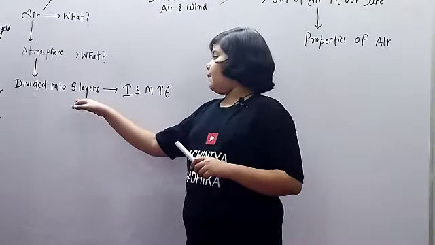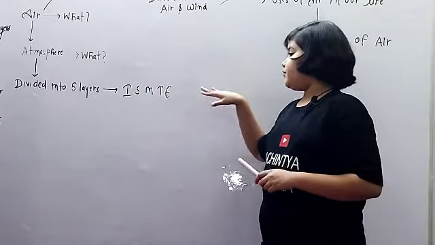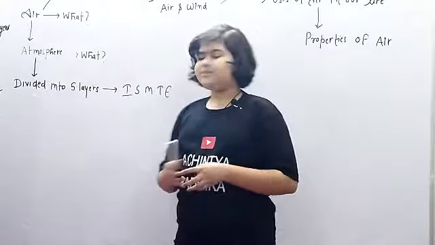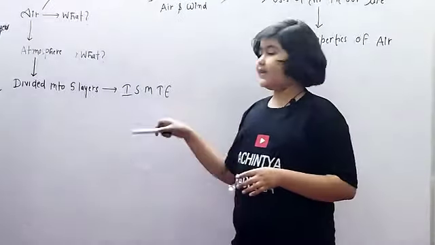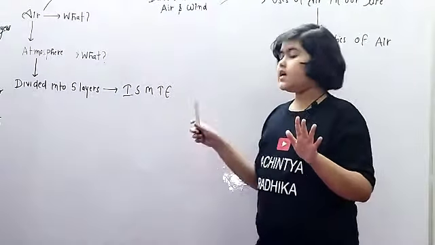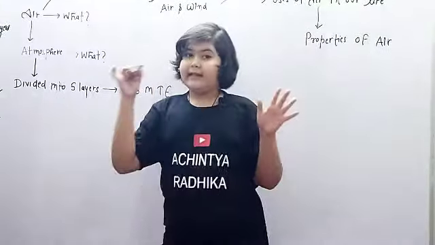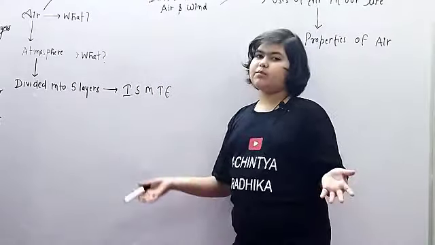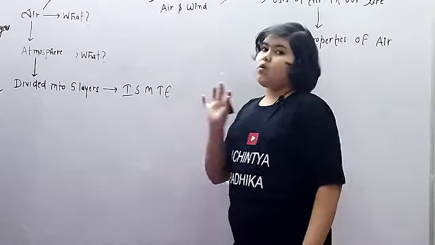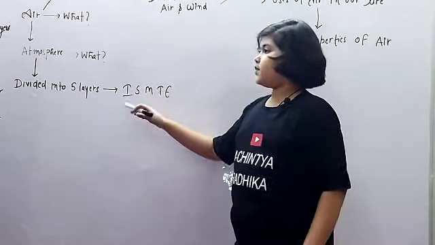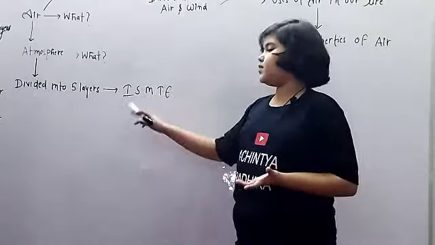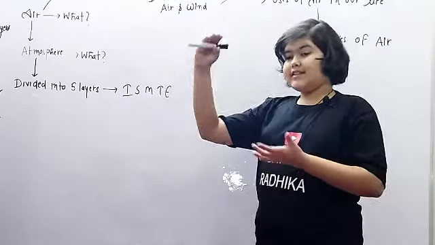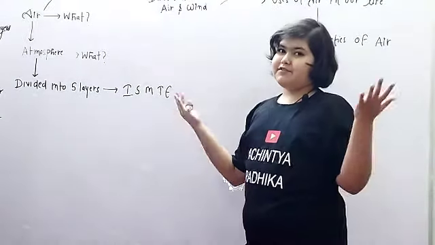So this was all about the 5 layers of the atmosphere. And you know what? Why are all these layers divided into 5 different layers? Just because of the altitude, just because of the height. Altitude is simply height. As the troposphere is nearest to our Earth, it's the first one, and as the altitude increases, we have 5 different layers.